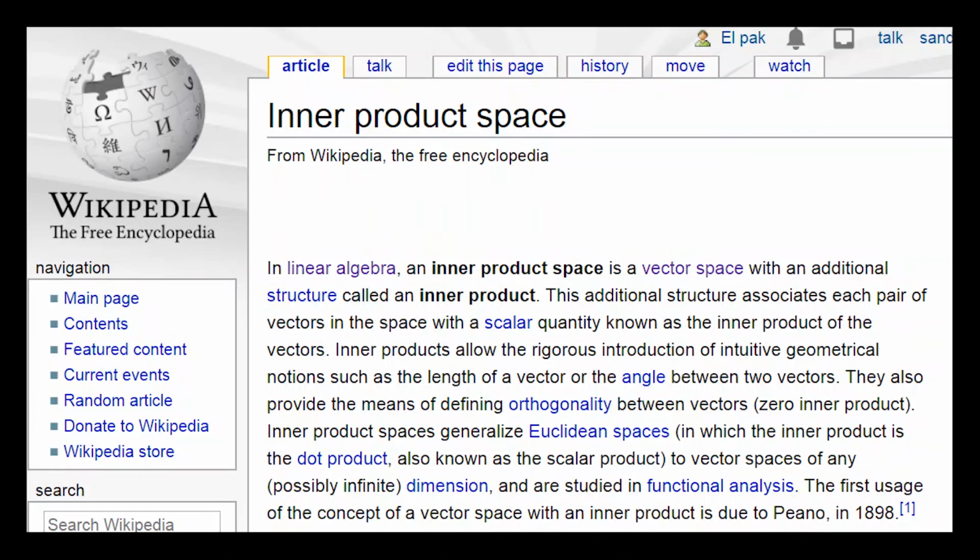Let's have a look at the Wikipedia entry for the inner product. An inner product space is a vector space with an additional structure called an inner product. This additional structure associates each pair of vectors in the space with a scalar quantity, known as the inner product of the vectors. Inner products allow the rigorous introduction of intuitive geometrical notions, such as the length of a vector.